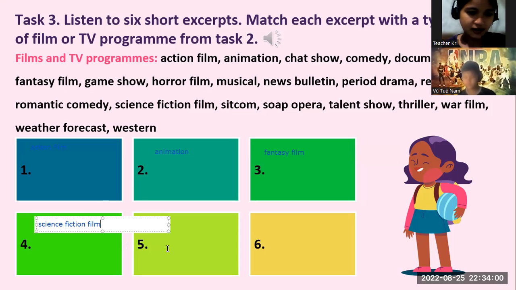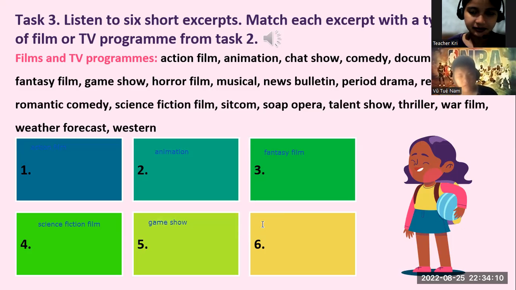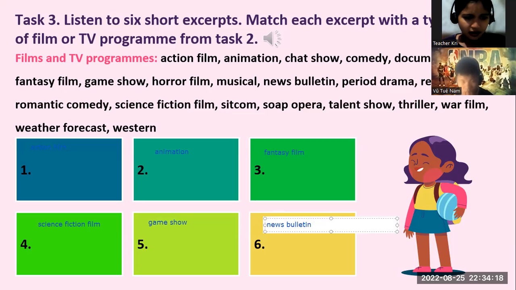And number 5? Number 5 is game show. Game show. And number 6? Number 6, I think, is news bulletin. Okay, a news bulletin. All right, now this time I am going to reveal the correct answers.